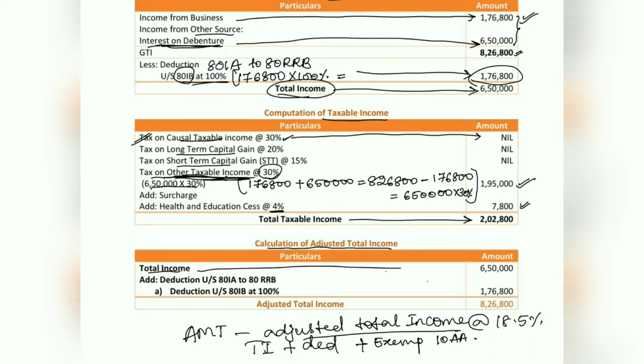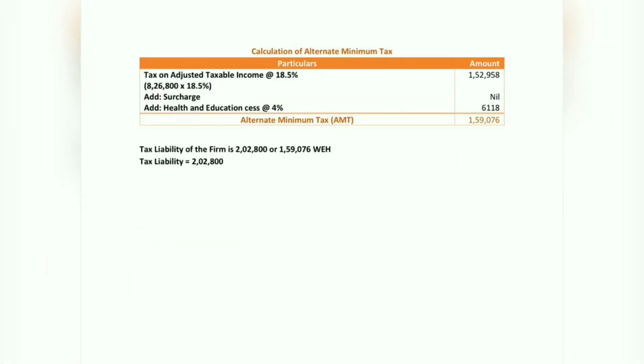So the total income of the firm which we have is 6,50,000. That 6,50,000 we have considered here. The deduction we will add back to get the proper adjusted income value. So the deduction under section 80IB, that is the 100% deduction which we have considered here, 1,76,800. So the total adjusted total income that we get is 8,26,800. So let's calculate AMT.